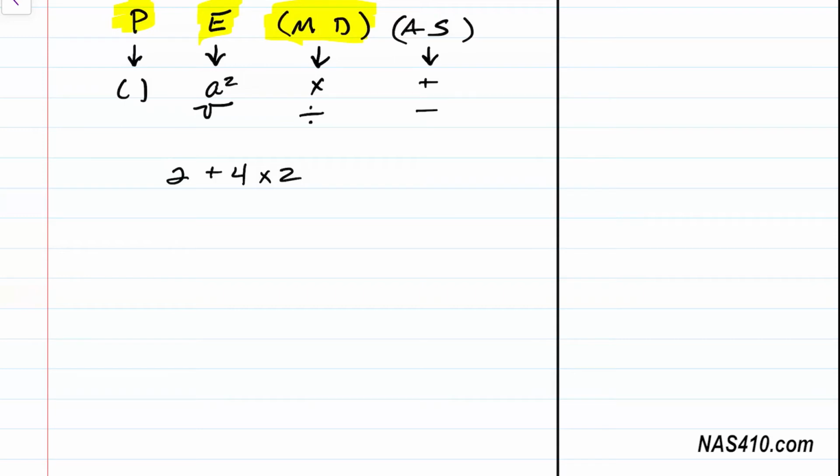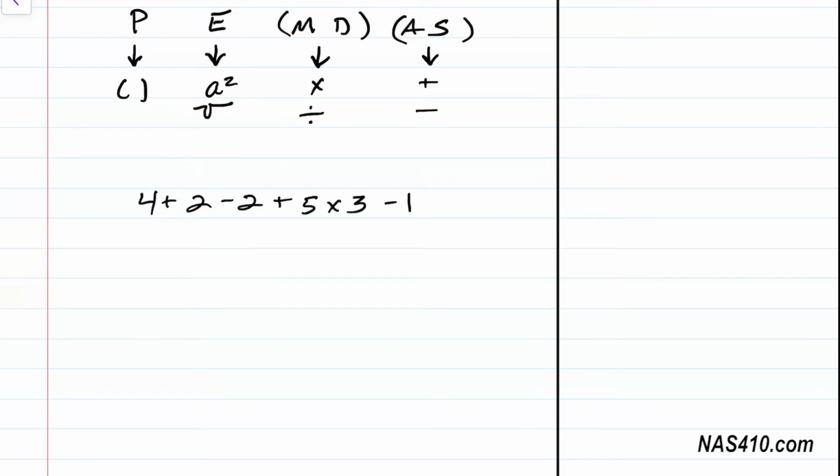Okay, you can see here I do have multiplication being done right here, 4 times 2. And so that's going to be my first step. Okay, and so 4 times 2 is 8, and what I'm left with is 2 plus 8. Alright, so now I have no more multiplication and division. And so next I'm going to do my addition and my subtraction. 8 plus 2 is 10.